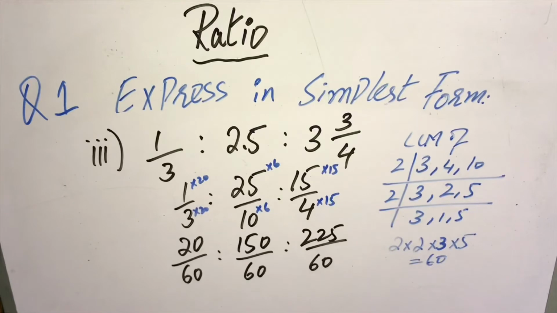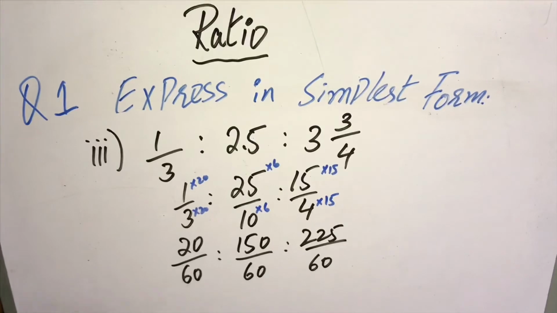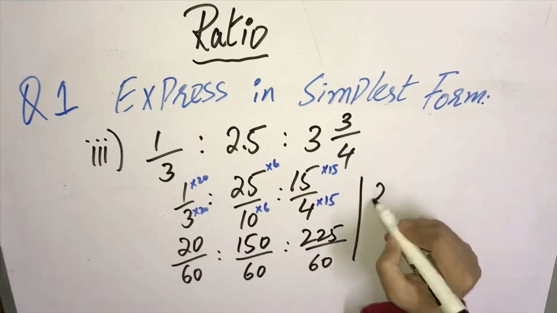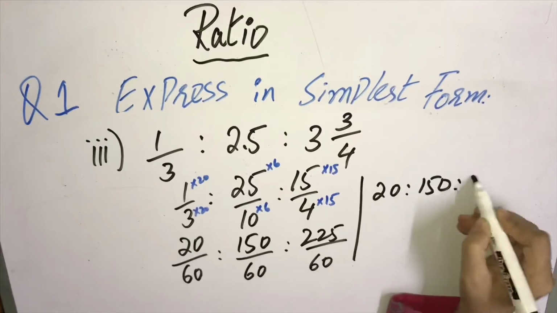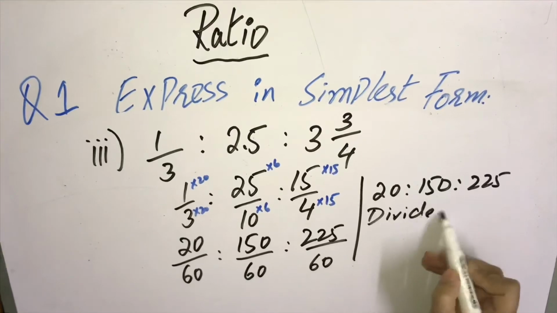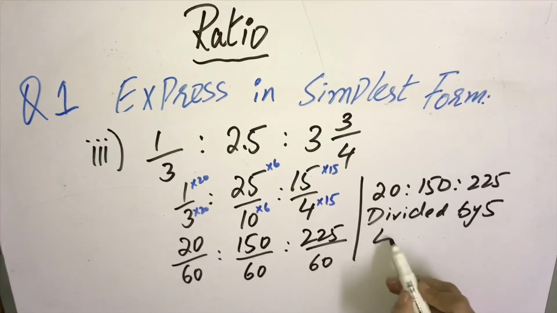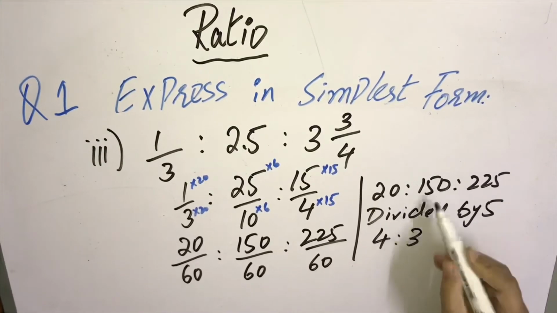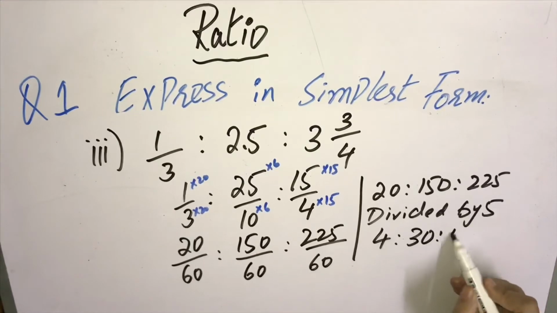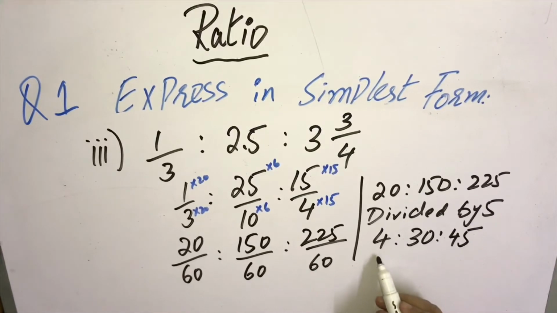Now you can see our denominators are the same, so we will only compare the numerators. The numerators are 20, 150 and 225. We can easily divide them by 5, as all of them have 5 or 0 at the end. 5 fours are 20, 5 thirties are 150, 5 forty-fives are 225. So now this 4, 30 and 45 will not be divided by the same number.